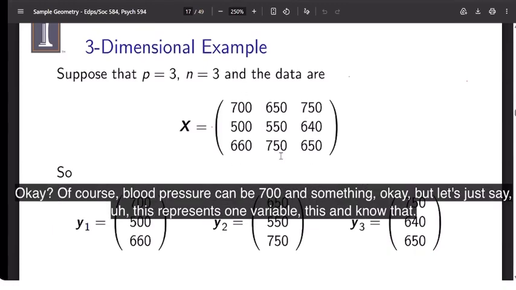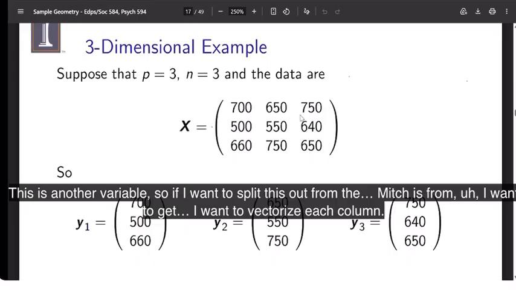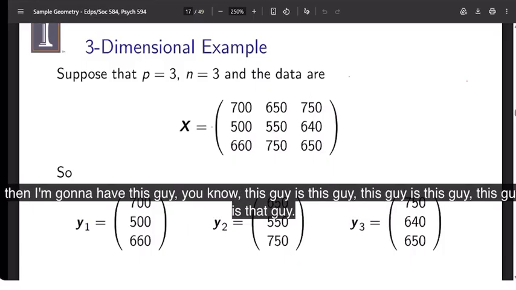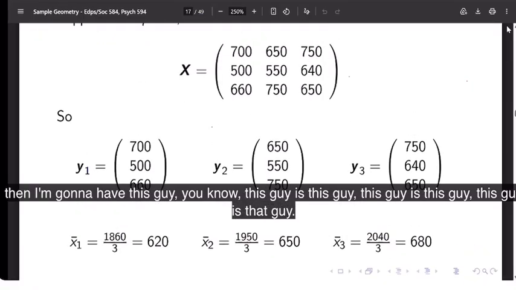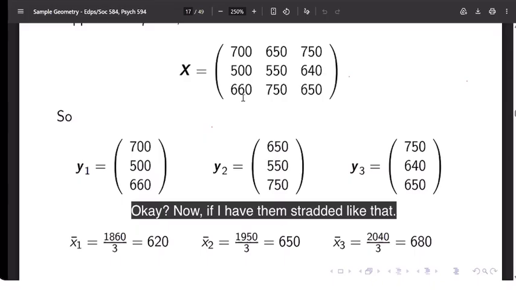This is another variable, and this is another variable. So if I want to split this out from the matrix form and vectorize each column, I'm going to have this one, this one, and that one. Now, if I have them extracted like that, it will be very easy for me to figure out the mean of each column.